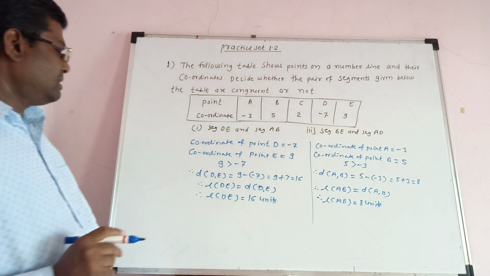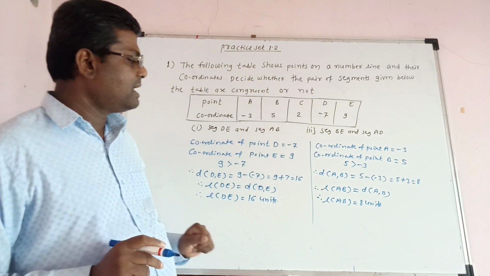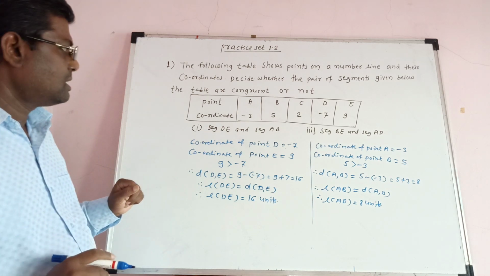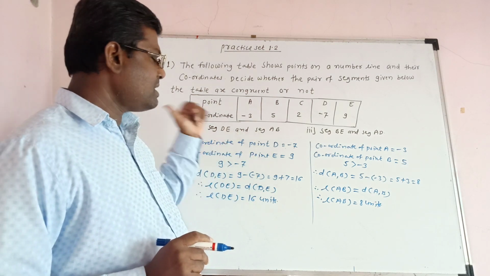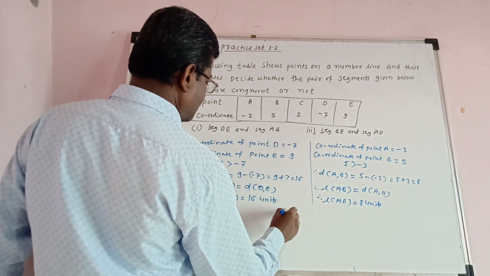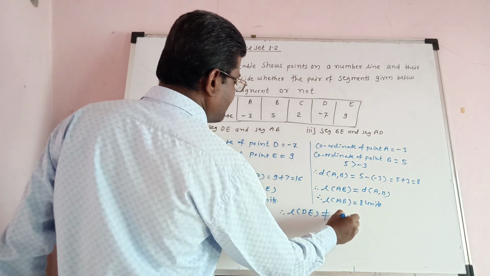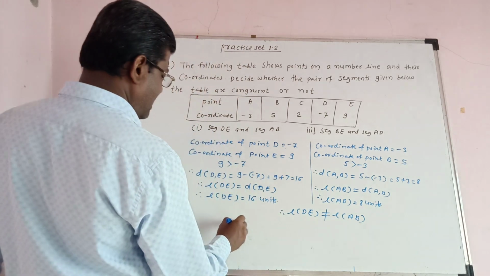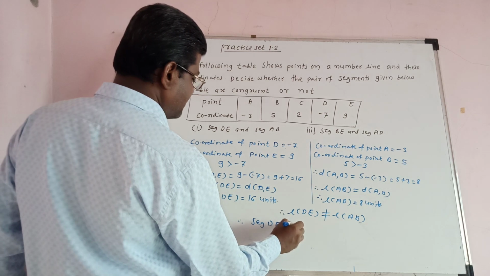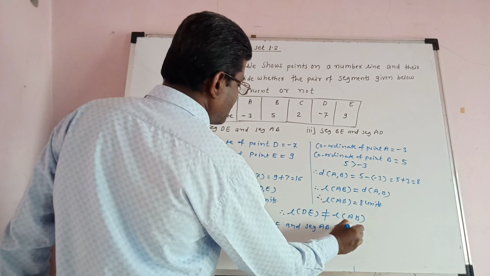Now let us see. Length of DE is equal to 16 units and length of AB is equal to 8 units. Their lengths are not equal. Therefore, these two segments are not congruent. Therefore, we write here length of DE not equal to length of AB. Therefore, segment DE and segment AB are not congruent.